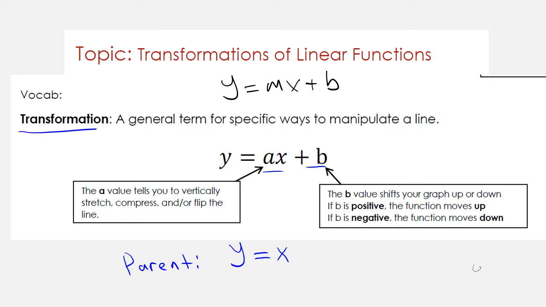get new functions. And while we are getting the new functions, we will eventually obtain new a values and b values. A values will tell us to vertically stretch, compress, and or flip the line. B values will tell us to translate, shift the graph either up or down.